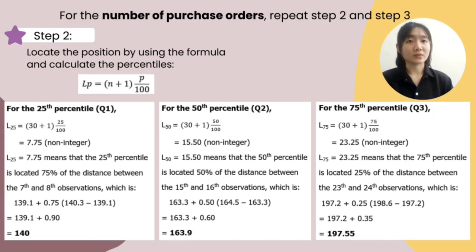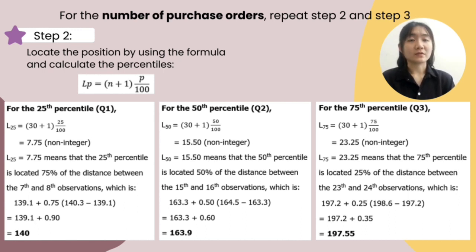Next, we need to calculate percentiles and construct the box plot for the second metric, which is number of purchase orders. For the number of purchase orders, we just need to repeat step 2 and step 3. So step 2 is to locate the position by using the formula and calculate the percentiles. For the 25th percentile, which is quartile 1, the answer is 140.